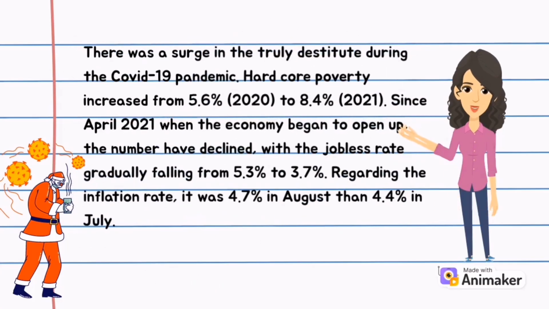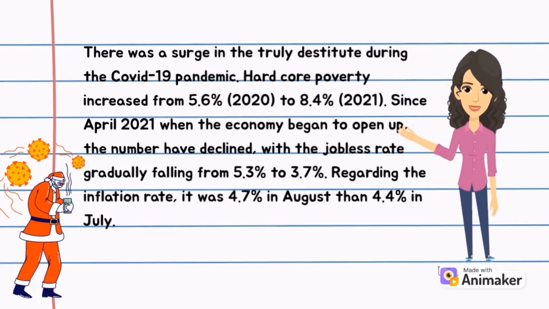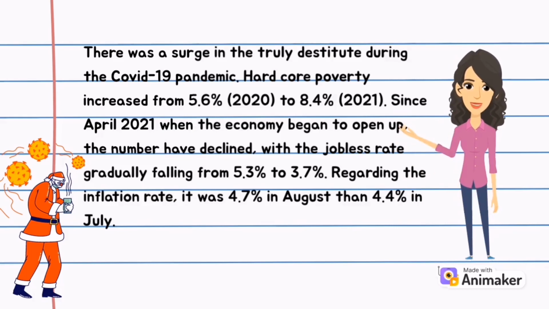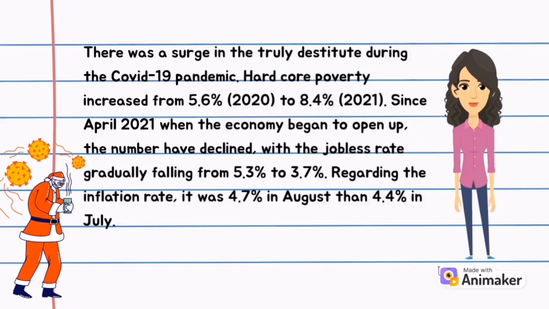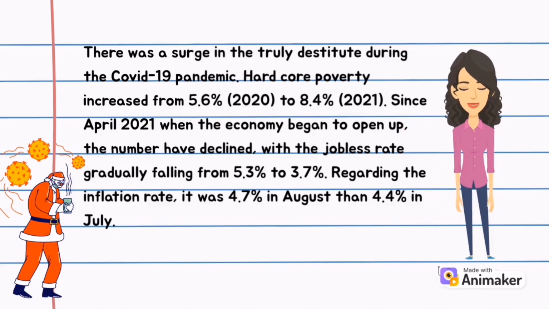There was a surge in the truly destitute during the COVID-19 pandemic. Hardcore poverty increased from 5.6% in 2020 to 8.4% in 2021. Since April 2021, when the economy began to open up, the numbers have declined, with the jobless rate gradually falling from 5.2% to 3.7%. Regarding the inflation rate, it was 4.7% in August, then 4.4% in July.